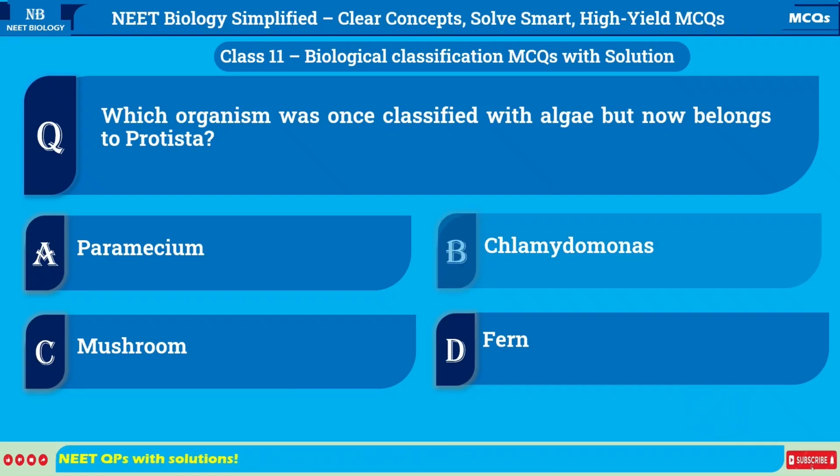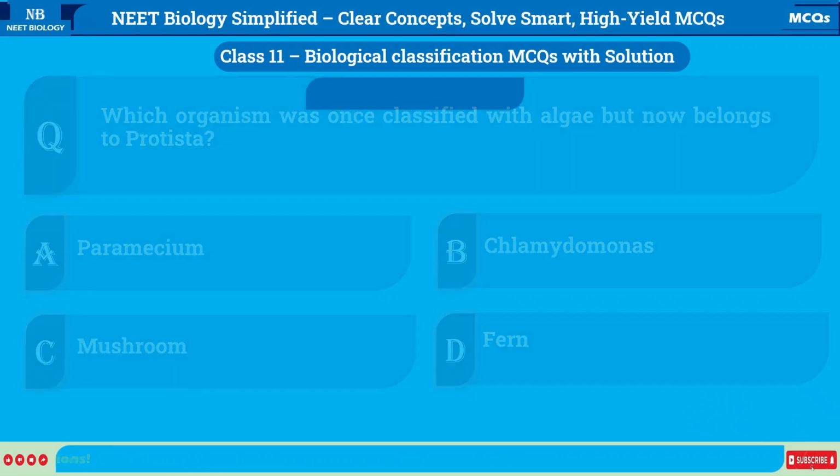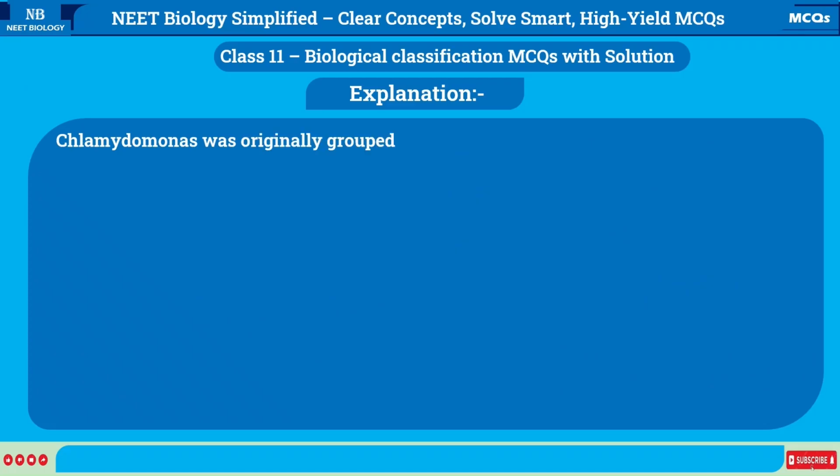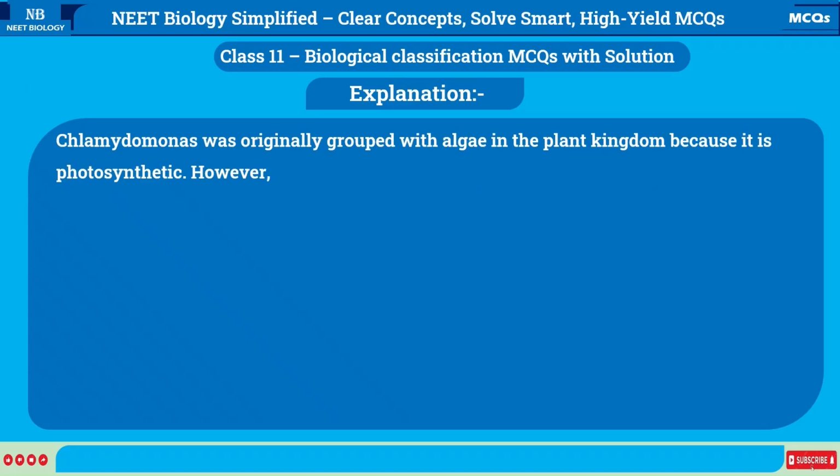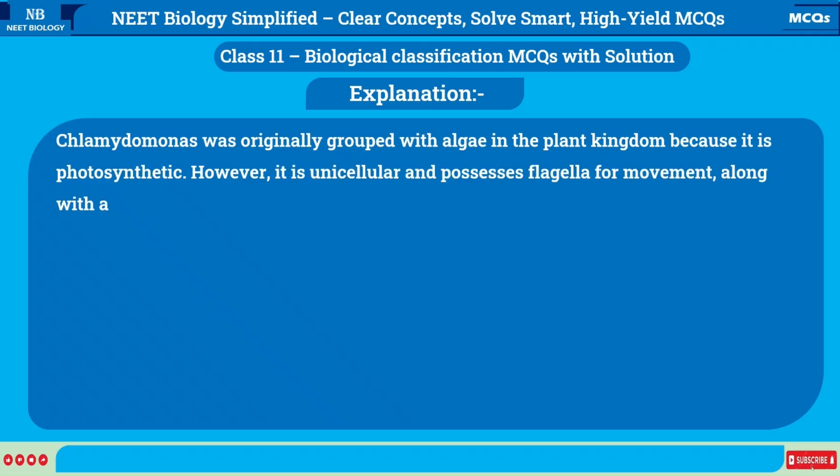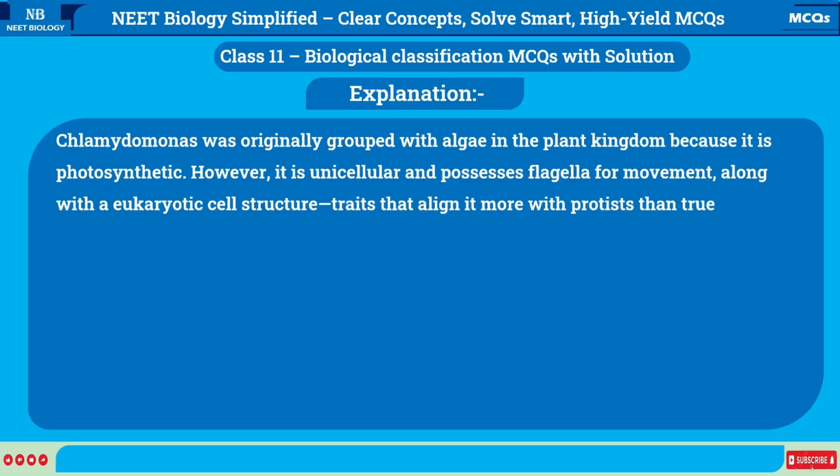Correct answer is B. Chlamydomonas. Explanation: Chlamydomonas was originally grouped with algae in the plant kingdom because it is photosynthetic. However, it is unicellular and possesses flagella for movement, along with a eukaryotic cell structure, traits that align it more with protists than true plants.